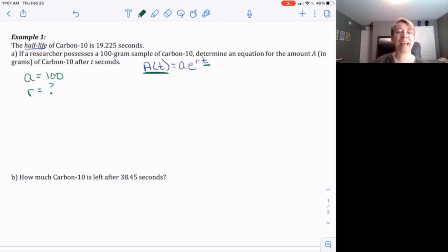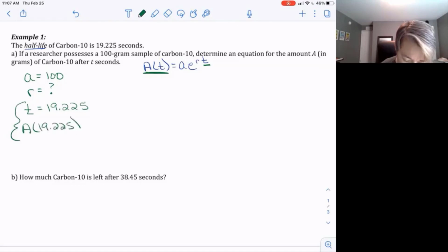Well, they did give us a half-life. So this is kind of like giving us a point to help us find a y-intercept or a slope. If our t is 19.225, then our A(19.225) would be half of 100, or 50. Okay, so they gave us enough information to plug in every variable in order to solve for our r. So we have to do that first.